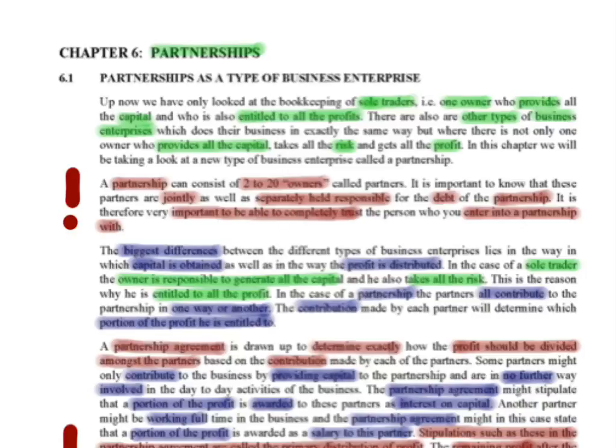It is therefore very important to be able to completely trust the person that you enter the partnership with. Remember, if I cannot trust my partner and he does something that I don't approve of, and the business goes under because of this decision, I will be held jointly and separately responsible for the debt of the partnership. Whether it was my mistake or not is irrelevant. I will still be held responsible for the debt. So a partnership is a huge risk when it comes to a form of enterprise.